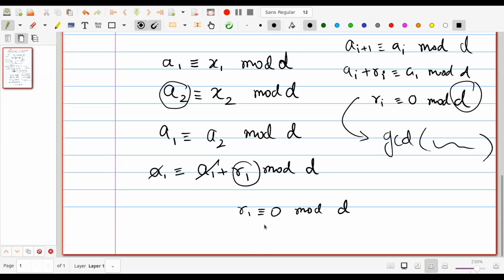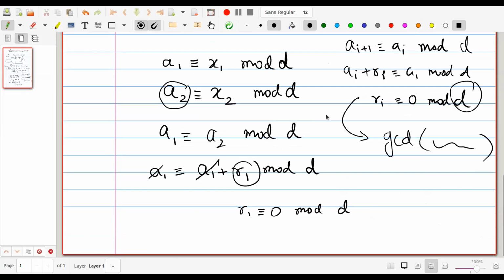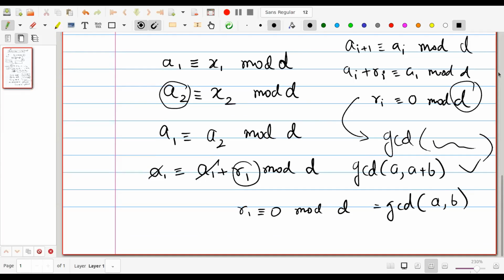So why is this equivalent to what he said, like subtracting the smallest number from all of them? That is because of the property that GCD of a comma a plus b is equivalent to GCD of a comma b. Yeah, so this holds. Since this holds, I get this as the answer.